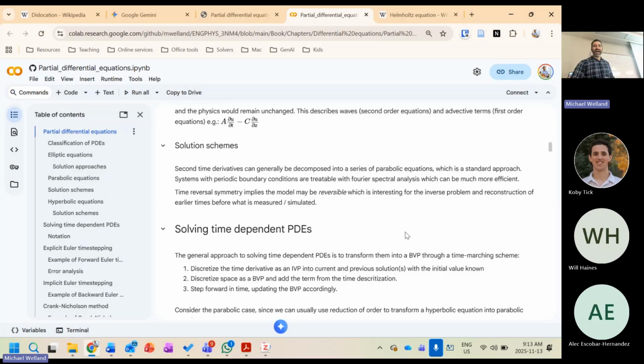Cheating right there. Fourier is a very, very useful way because things can get a whole lot more efficient.